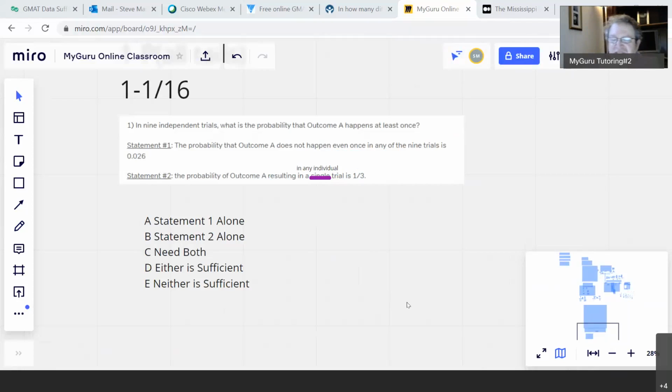It's really analogous to the last question that we did with the coins, right? Yeah, exactly. It's basically 1 minus the probability of this not happening at all. So that's going to be enough. Okay, statement number 2: the probability of outcome A resulting in any individual trial is 1/3.